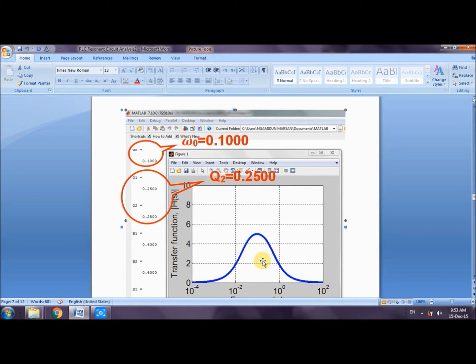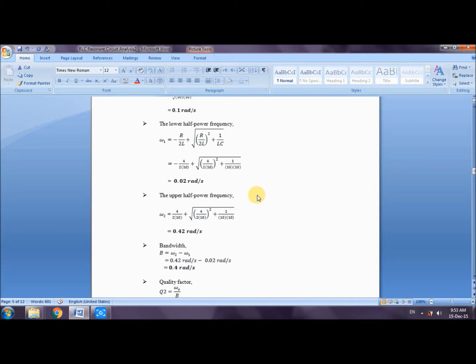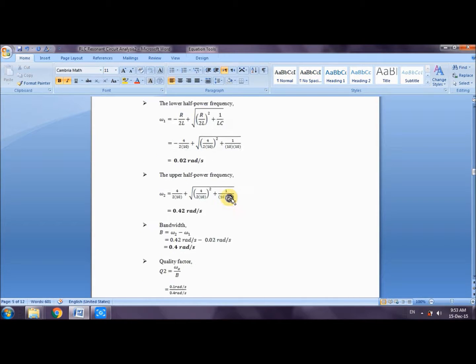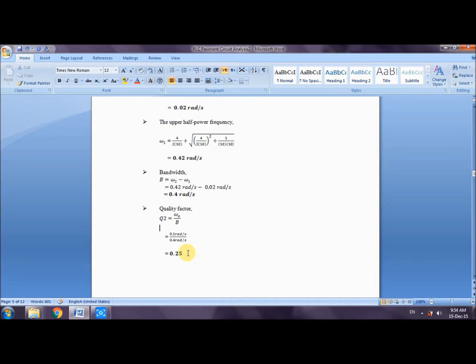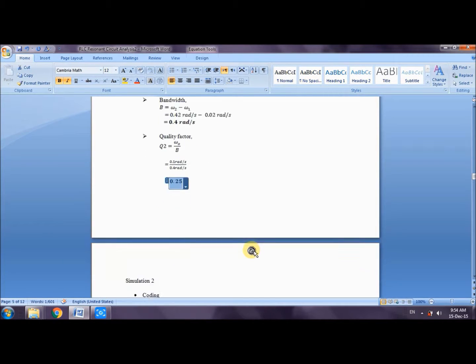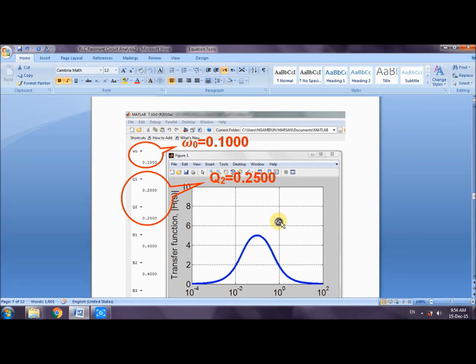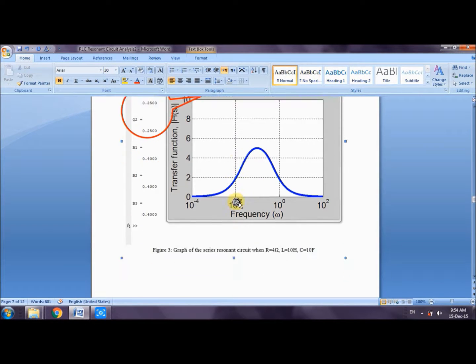Let's compare the result to our manual calculation, where our resonant frequency is 0.1 radian per second, our bandwidth is 0.4 radian per second, and the second quality factor we obtained is 0.25, which is the same value as we got from MATLAB. So next we will move to our third calculation.